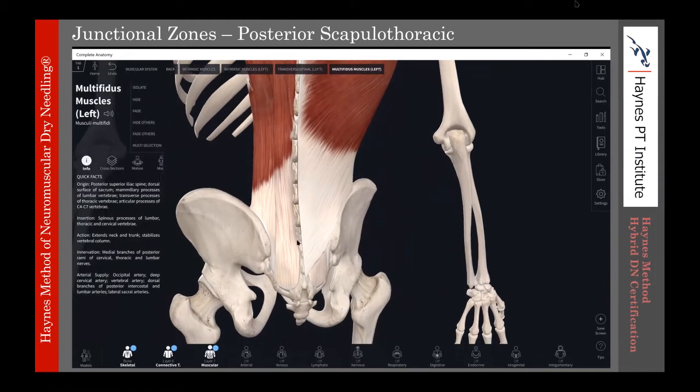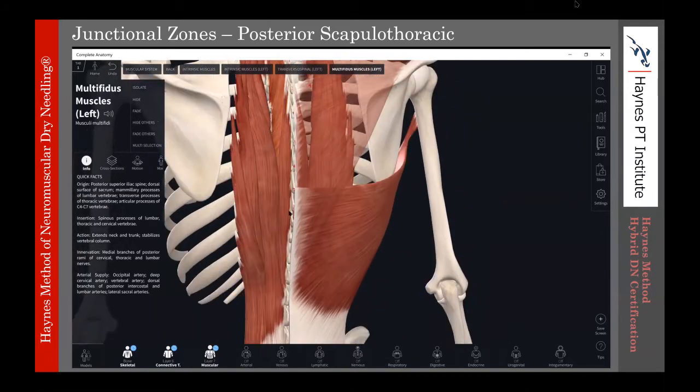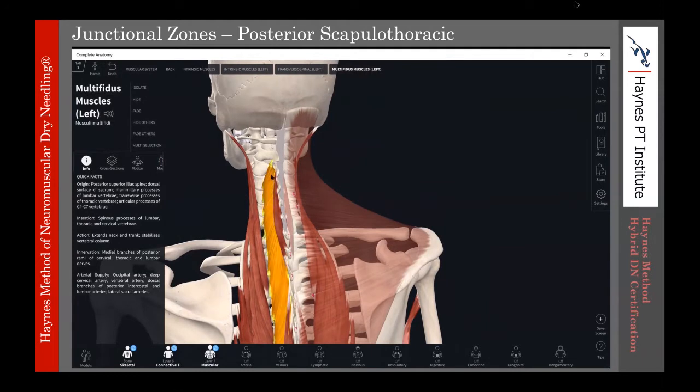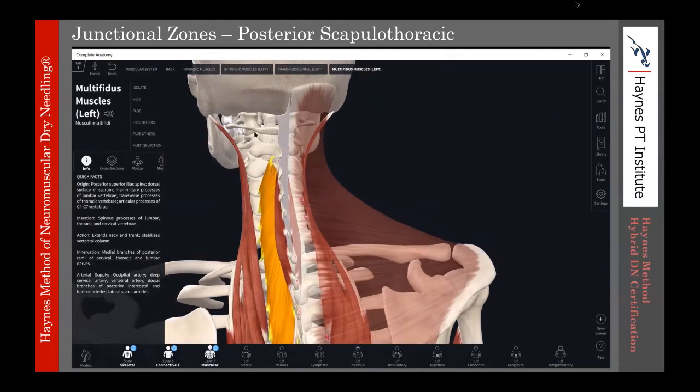the dorsal surface of the sacrum, and the longissimus is sitting on top of it, so you can't see that, but the dorsum of the sacrum, the mammillary processes in the lumbar spine, the transverse processes in the thoracic spine, and then the lateral articular processes of C4 through C7. It inserts into the spinous processes of the lumbar, thoracic, and cervical vertebrae all the way up to C2. Again, as we talked before, it does not continue on to C1.